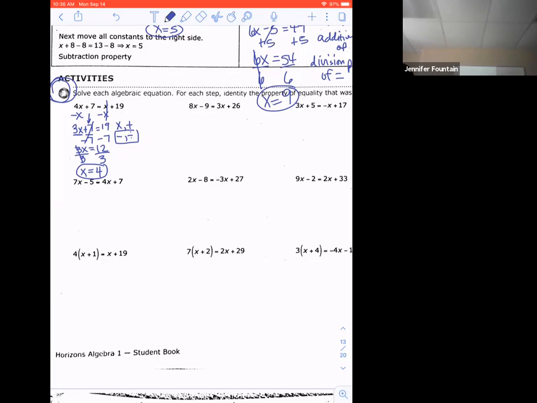Right-hand column. 3x plus 5 equals negative x plus 17. X equals 3. Underneath that, 9x minus 2 equals 2x plus 33. X equals 5. And then the last one, 3 times x plus 4 equals negative 4x minus 16. X equals negative 4. Any of those you would like me to work?